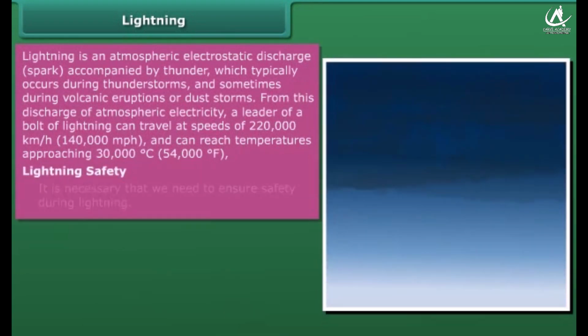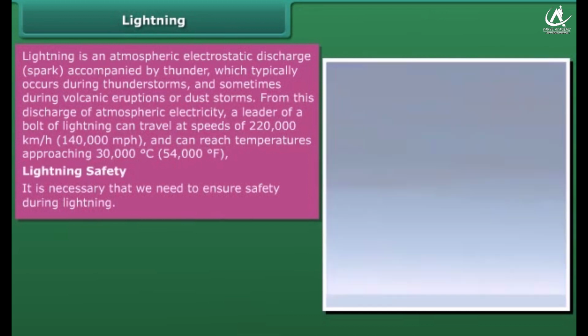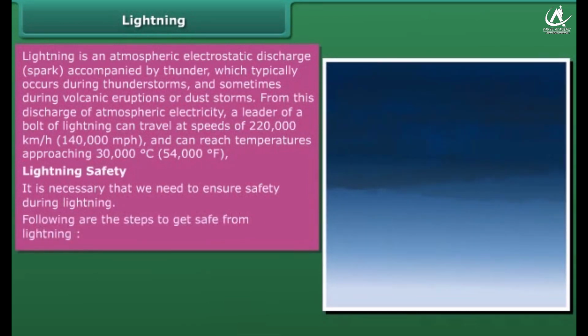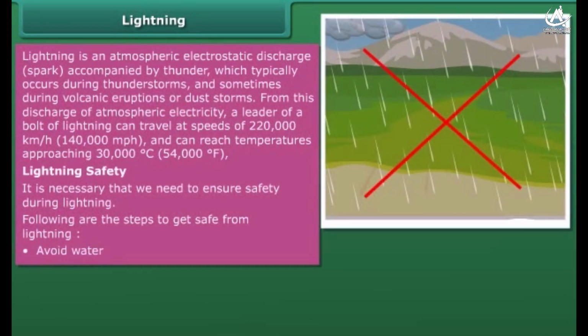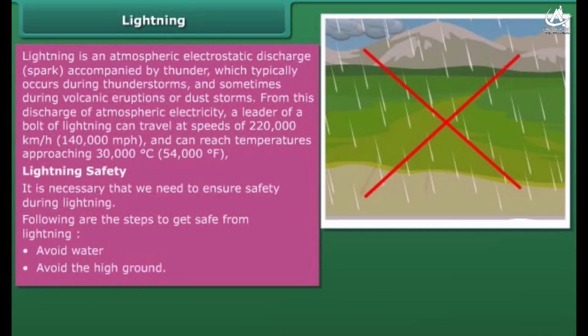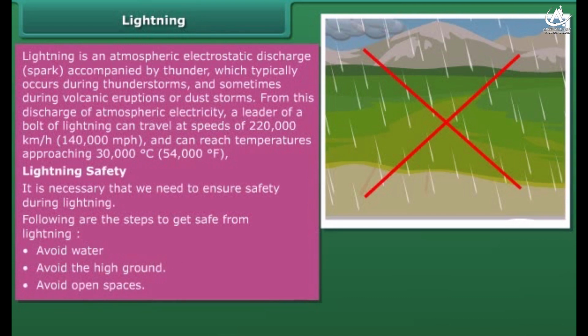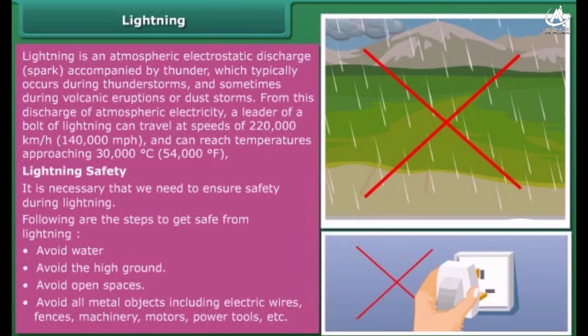Lightning safety. It is necessary that we ensure safety during lightning. Following are the steps to stay safe from lightning. Avoid water. Avoid the high ground. Avoid open spaces. Avoid all metal objects including electric wires, fences, machinery, motors, power tools, etc.